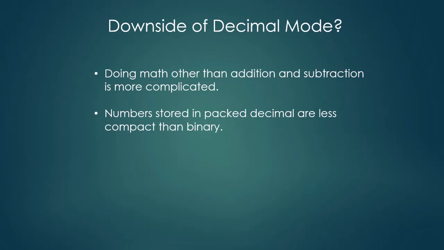So what is the downside of decimal mode? And really I'm saying of packed decimal. It's less desirable if you're doing math other than addition and subtraction. For instance, if you have to code multiply and divide routines, that's going to be much more complicated with packed decimal than with binary. And there's also the fact that numbers stored in packed decimal are just less compact than in binary.